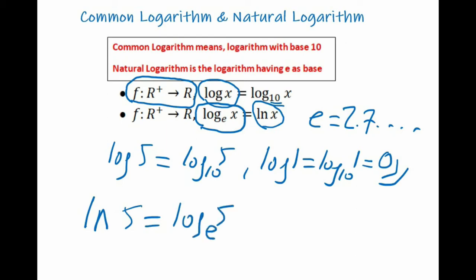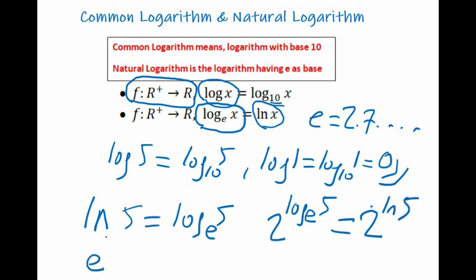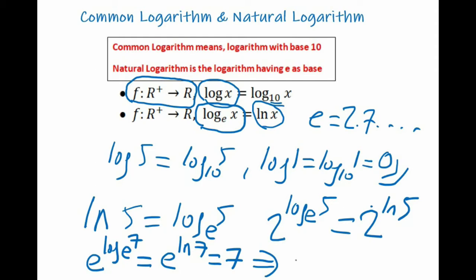When we say 2 to the power of logarithm of 5 in base e, this is equal to 2 to the power of ln 5. When we say e to the power of logarithm of 7 in base e, this is equal to, guys, e to the power of ln 7, and this is 7. We already learned this property from our previous video. So if we have e to the power of ln 10, this is 10, guys. If we have e to the power of ln 100, this is 100, guys.